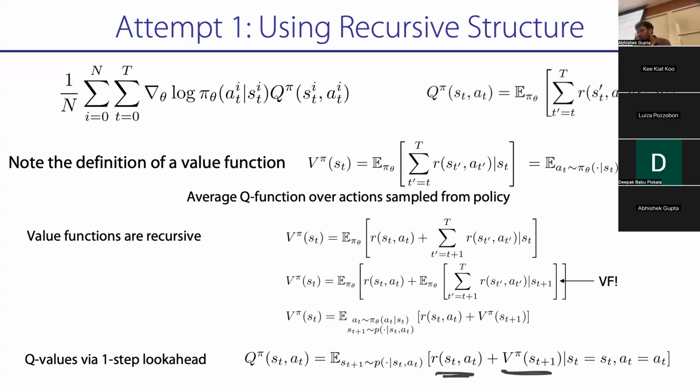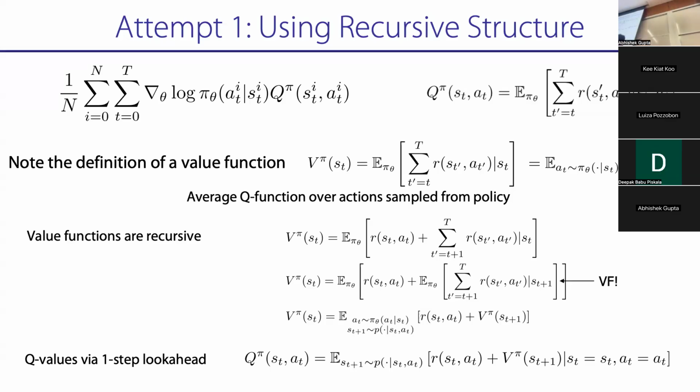And so from any value function, you can construct a Q function. From any Q function, you can construct a value function. Right? You take the expectation of the Q function, it gives you the value function. You take a one-step backup, this thing is called a one-step backup, of your value function, and it gives you a Q function, right?